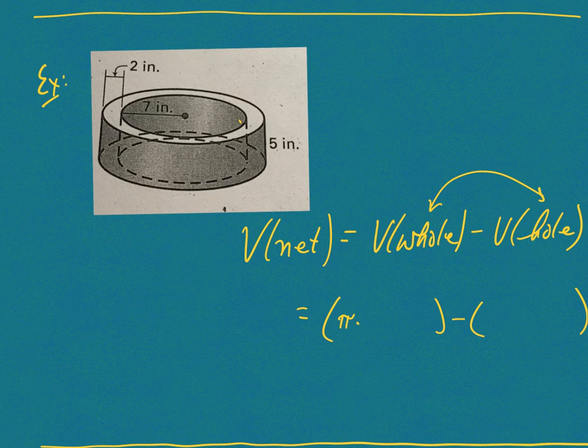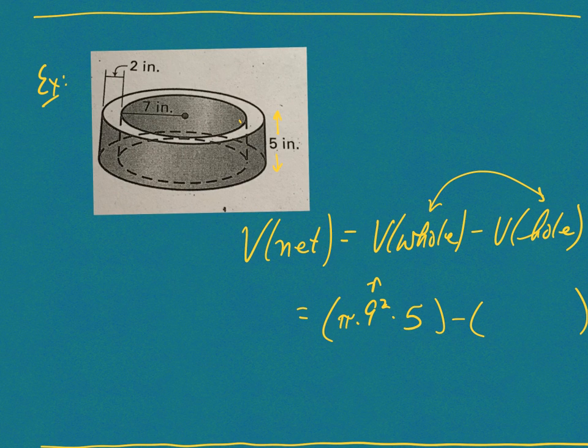Well, it would be the 7 for the interior part of the radius, and then the 2 extra inches to get to the outside. So a total of 9. So the original radius for the big shape is 9. And then of course you see the height between the top and the bottom is 5.